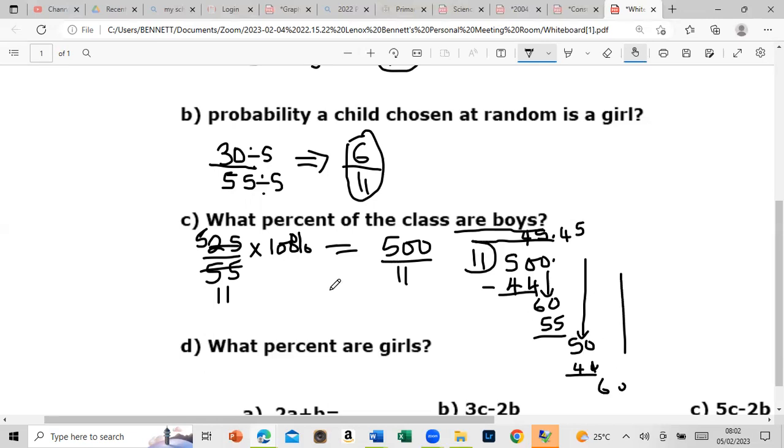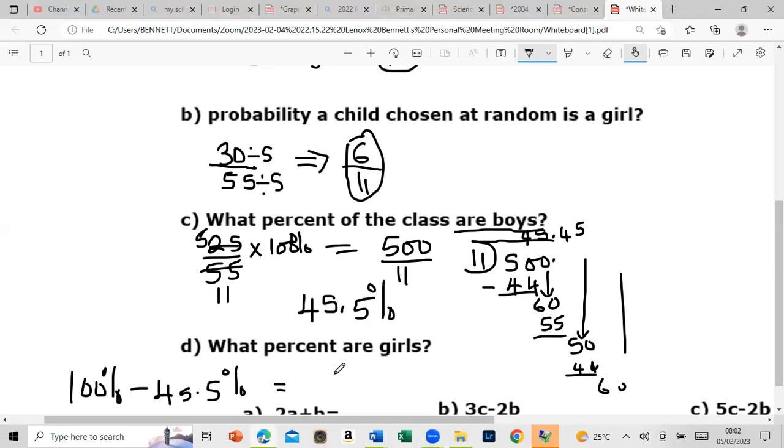All right, so the final answer in question would be 45. Just going to leave that to one decimal place, please. 45.5%. So if you want to find the percent for girls, we don't have to work it out again. What we can do is say 100% represents the whole class. And since boys are 45.5%, we can simply subtract that, and that would be 54.5%. All right, so that represents girls.